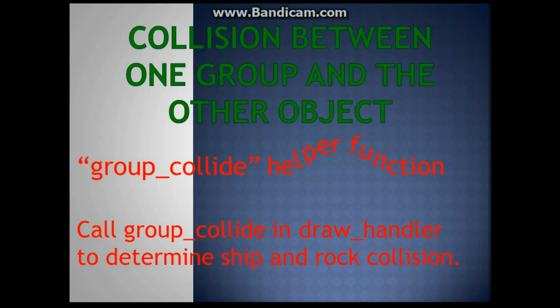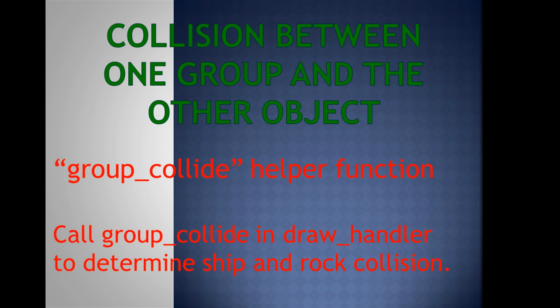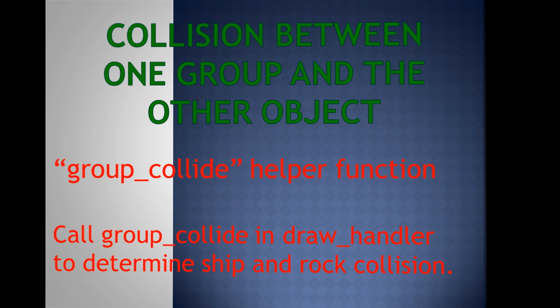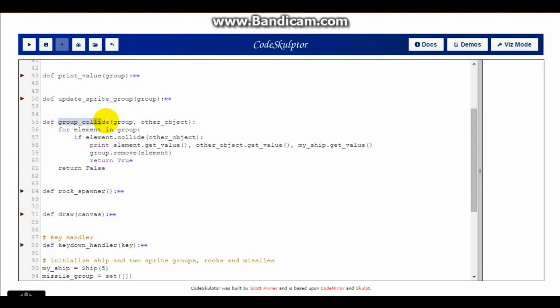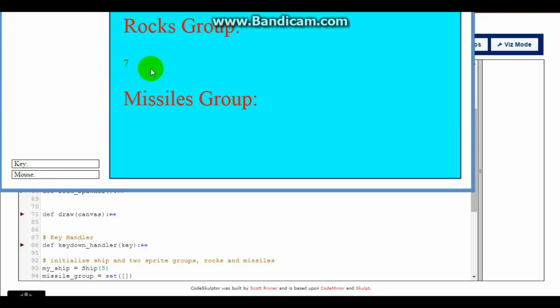Collision between one group and the other object. Group collide helper function. Call group collide in draw handler to determine ship and rock collision. Group collide takes two arguments, group and other object. It iterates through each element of the group, and as soon as it gets an element with the same value as the other object, it returns true. If no such element is present, it returns false. Here in output, you can see the message if a rock collides with the ship.